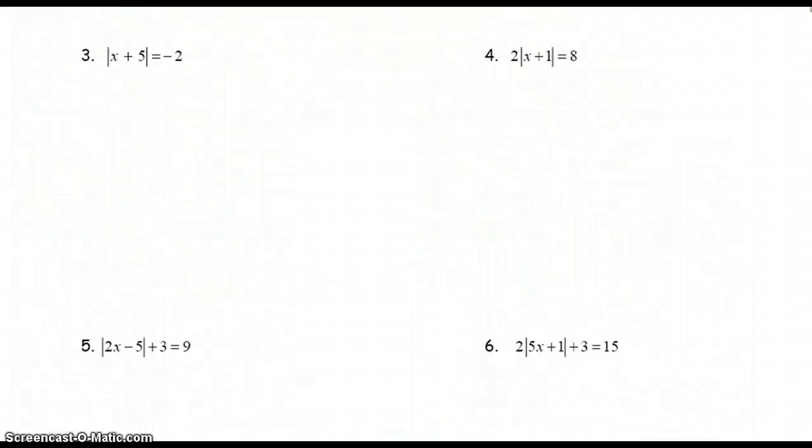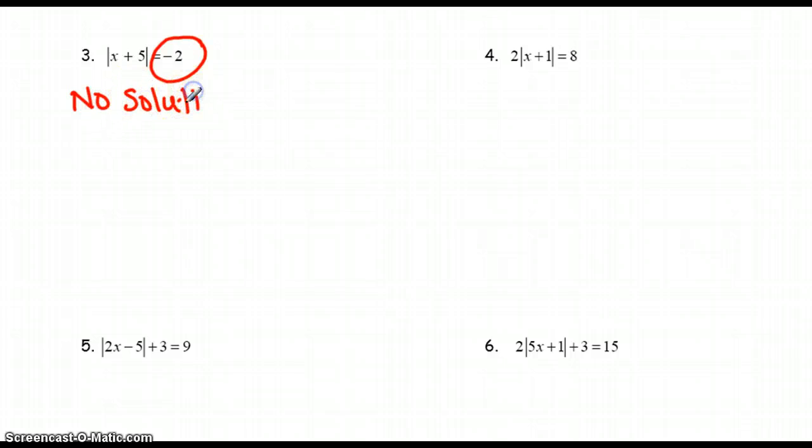All right, so more practice. Notice in number 3 that our absolute value equals a negative number. That is not possible. You will never have an absolute value equal a negative value. So there is no solution. And let's go ahead and write down why.